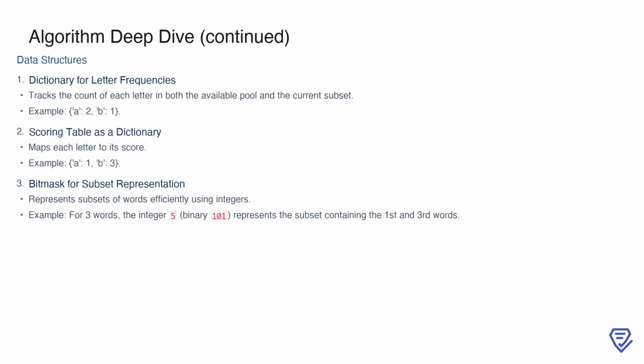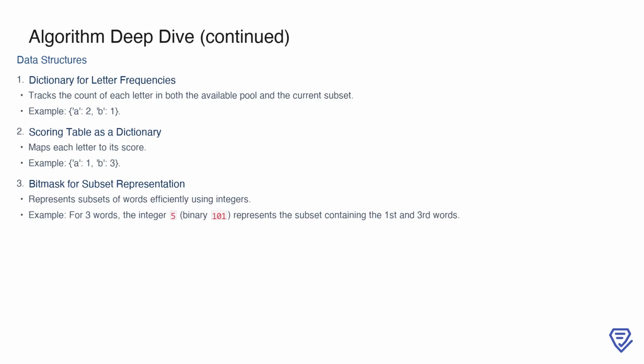The algorithm relies on 3 key data structures to achieve its efficiency. First, dictionaries are used to track letter frequencies, both for the available pool of letters and for the current subset being evaluated. For example, a dictionary like {A: 2, B: 1} allows us to quickly check the counts of letters. Second, the scoring table is implemented as a dictionary that maps each letter to its score, such as {A: 1, B: 3}. This ensures fast lookups when calculating subset scores.